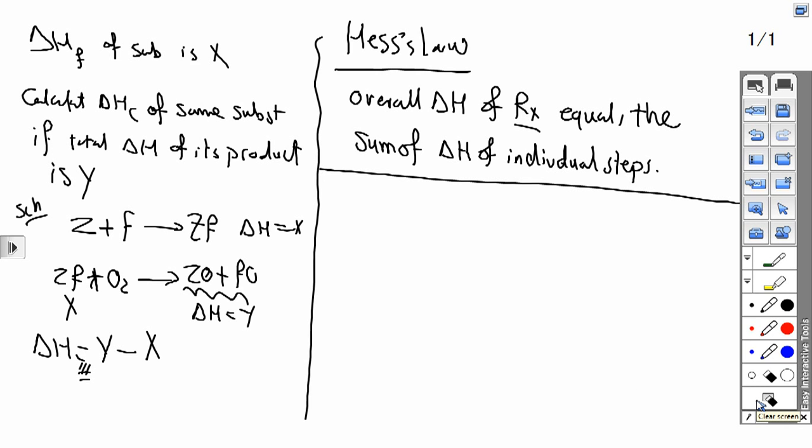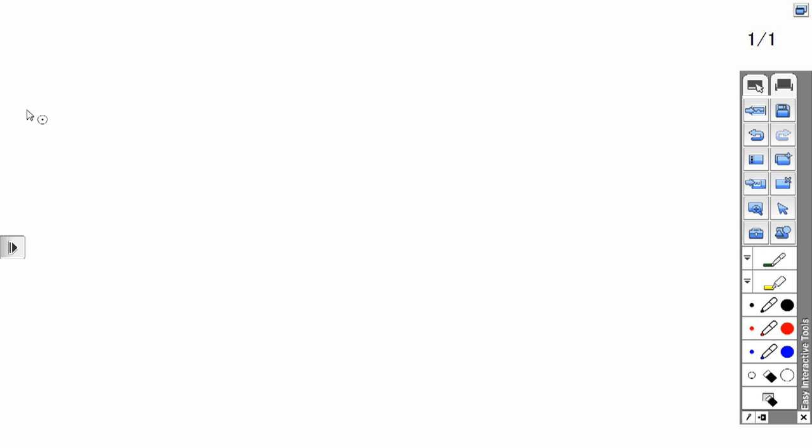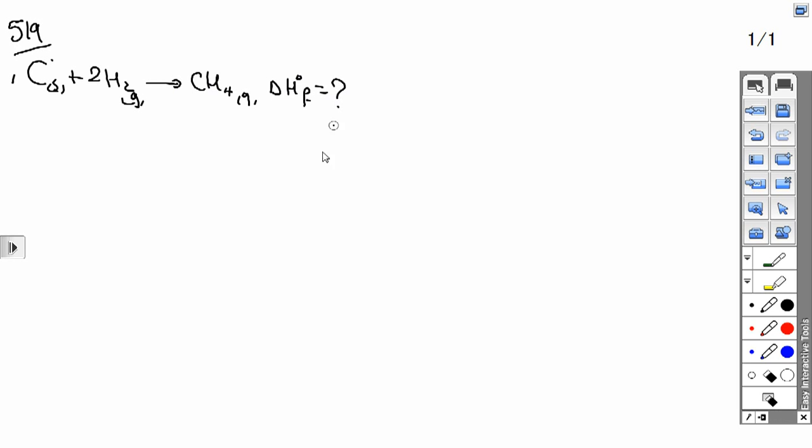Example. Calculate the delta H for the formation of methane from its elements. This example is on page 519 in the textbook. Calculate delta H for C solid plus 2H2 gas produce CH4 gas, and delta H equals unknown. Calculate delta H in this case.